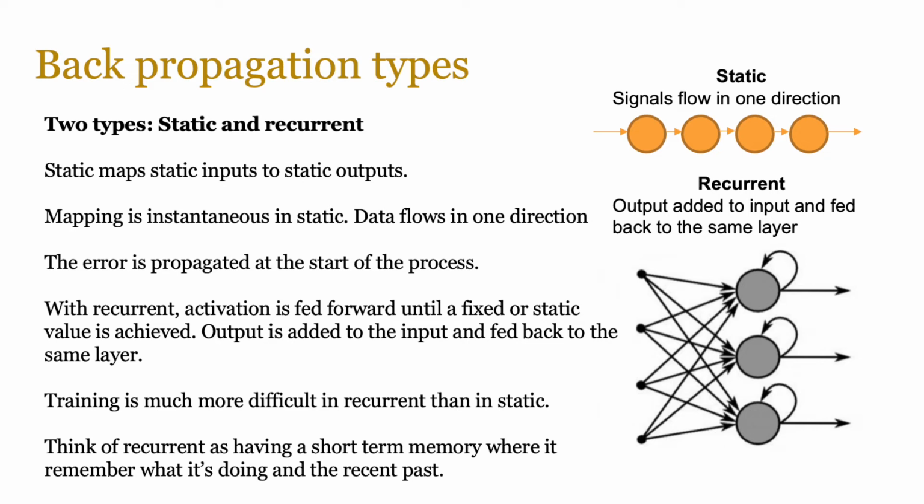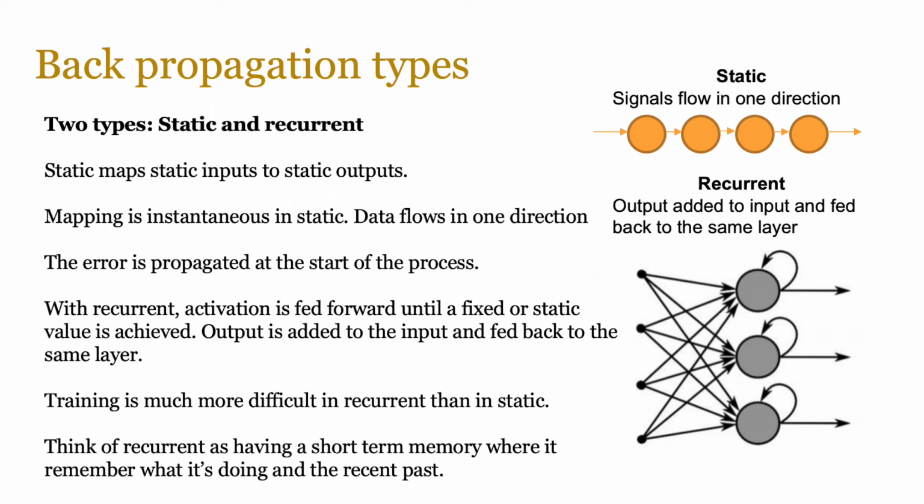So I kind of think of it this way, that recurrent mapping is more likely to be used for unsupervised systems, whereas static might be useful for supervised type systems. So think of recurrent as having a short-term memory where it remembers what it's doing and the recent past, so it can work out what the error was. Whereas static simply says A, is that an A? If it's not an A, error. If it is an A, it's fine.